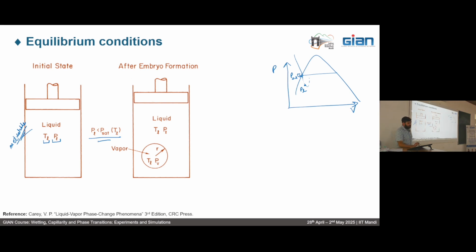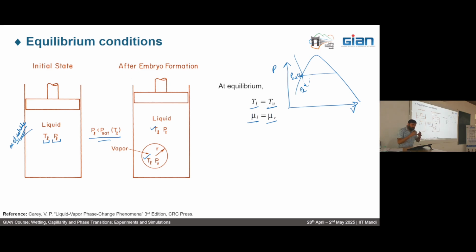So now we have an embryo, which is a very small vapor having the same temperature TL, because we are assuming equilibrium conditions, and since we are assuming equilibrium conditions, it will have the same chemical potential. So we can say that mu L is equal to mu V and TL is equal to TV, where TL is the temperature of this superheated liquid, TV is the temperature of the vapor, mu L is the chemical potential of the liquid and mu V is the chemical potential of the vapor.